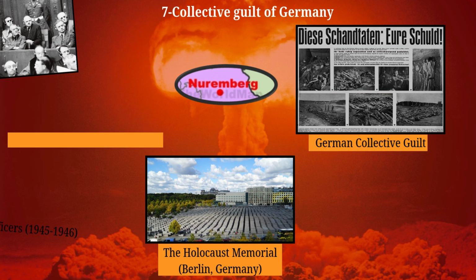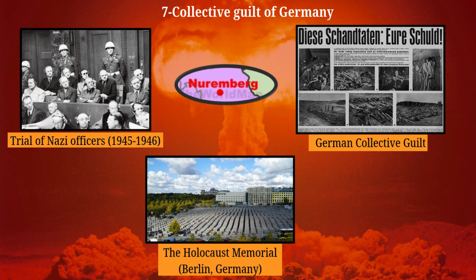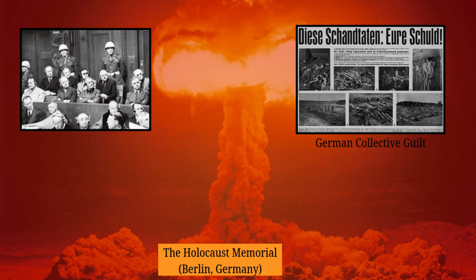After World War II, many Nazis were tried for their war crimes by the victorious Allies in the German city of Nuremberg. 7 were imprisoned and 11 were executed. Also, Germany expressed its collective guilt by apologizing for its atrocities against Jews and building memorials and museums to commemorate them, like the Holocaust Memorial in Berlin. They also stand for spreading awareness about human rights.